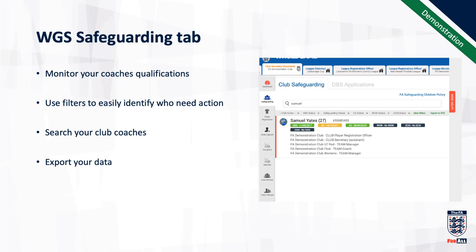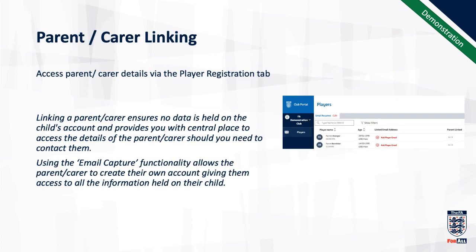But you can easily filter to identify who you need to action. As you can see, you've got the filters of DBS status, safeguarding status, emergency aid status, etc., and you can filter by expiring soon or by expired completely, and you can also export it to a PDF as well, which is really clearly colour coded.